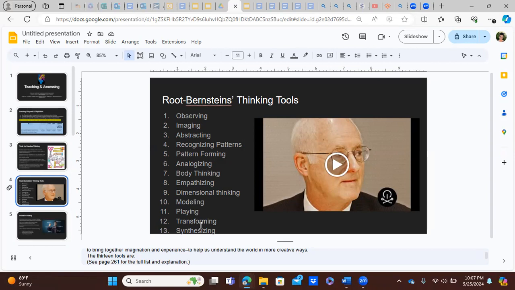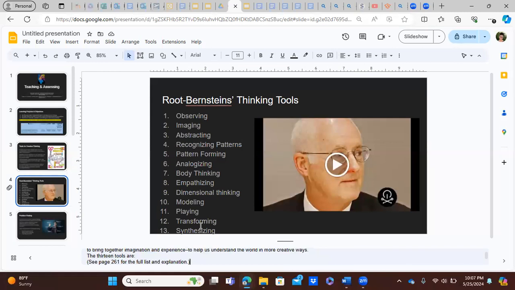Abstracting. Because sensory input and imagery are complex, creative people use abstracting to extract core principles from complicated data, ideas, or images. Recognizing patterns as they occur in nature, in language, dance, or mathematics is the first step to being able to create them ourselves. Pattern forming is an important tool because creators combine elements in new and often unexpected ways.